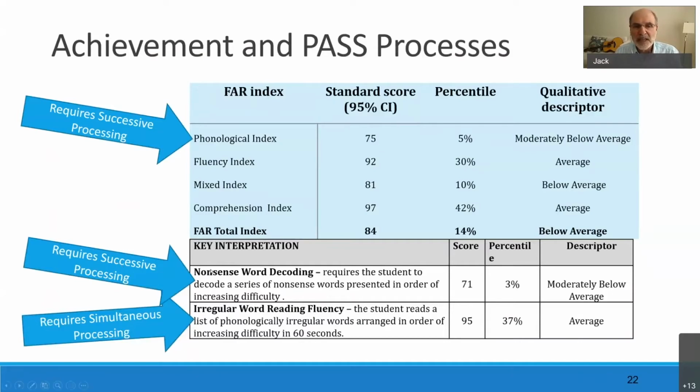When you look at nonsense word decoding, that demands successive processing, also very low. But look, on irregular words, these are the words that you can't sound out phonetically because, like the word yacht, you have to just know it, right? He's just fine there because he's using simultaneous processing to see it as a whole. See, now your understanding of the variability of his academic performance changed too, because you're looking at him from a different lens as opposed to a WISC lens.